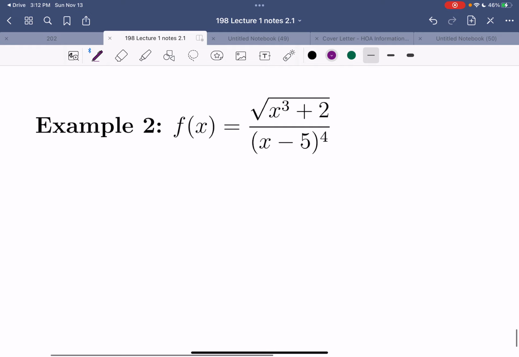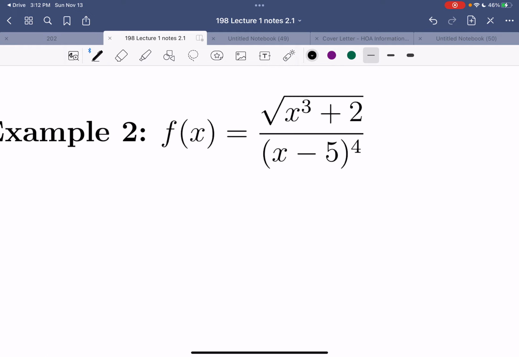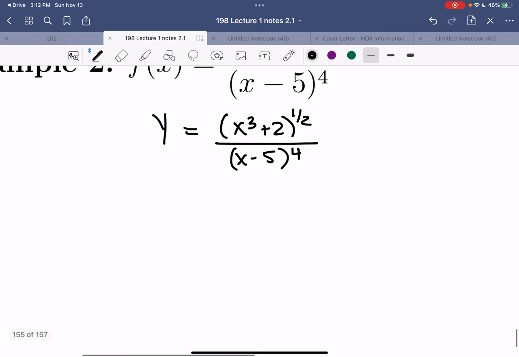All right, so we're going to go through the process exactly how I described it above. The first thing we're going to do is replace our f of x with y, so this will become y equals. At the same time, I'm going to make it x cubed plus 2 to the 1/2, because that's our standard operating procedure when we're taking derivatives. Next, I'm going to take the natural log of both sides. So I'll have the natural log of y equals the natural log of whatever's over here.